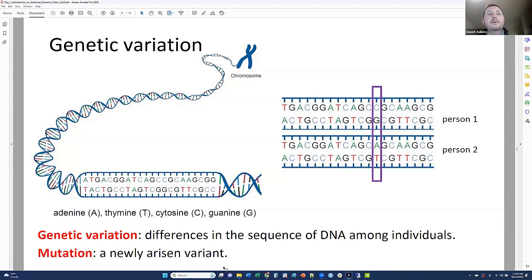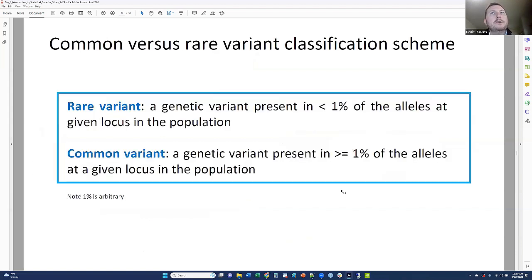So mutations are the ultimate source of genetic variability across individuals. But a more proximate source of variation is recombination, as we just described. Yeah, that's an overview of genetic variation.